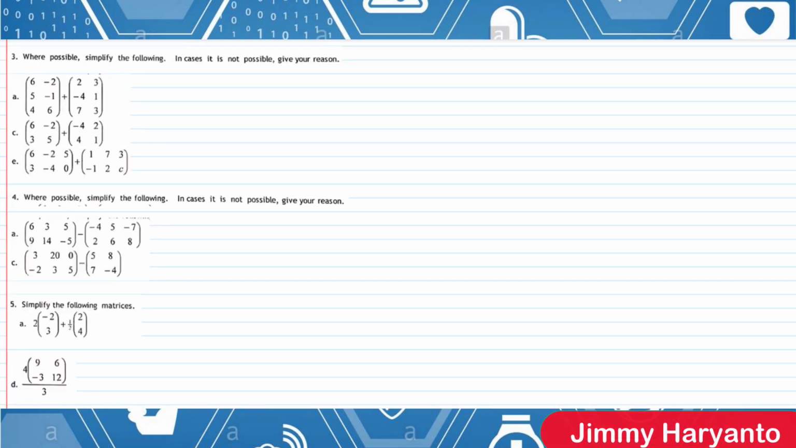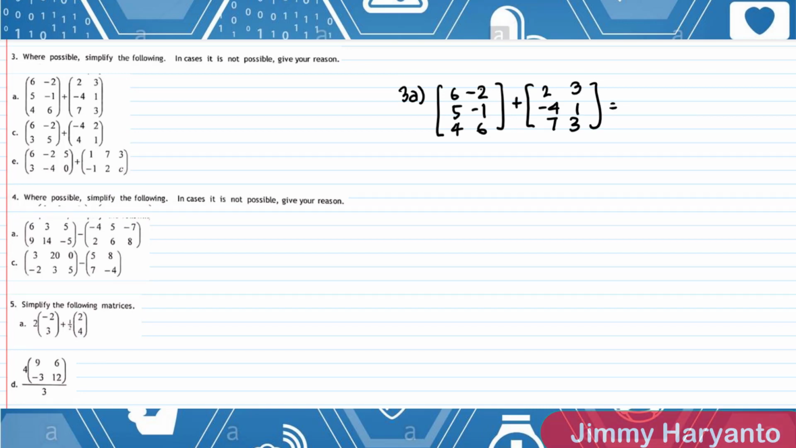For number 3A, where possible, simplify the following. So we have to simplify. For 3A, it's addition of matrices, so we have to take a look at the dimension first. If the dimension is the same for the first and the second matrix, then we can add them together. This one is a 3 times 2 matrix, and this one is also 3 times 2, so the dimension is the same and we can add them together.